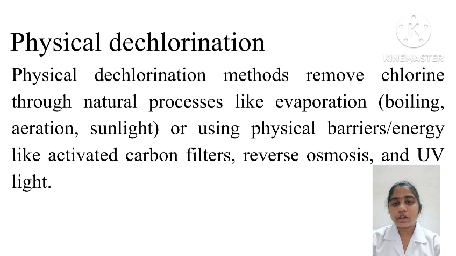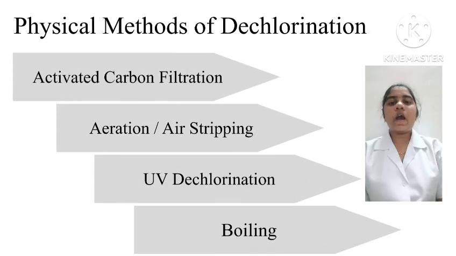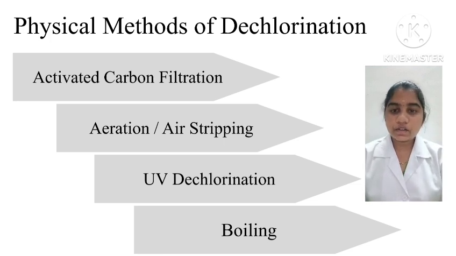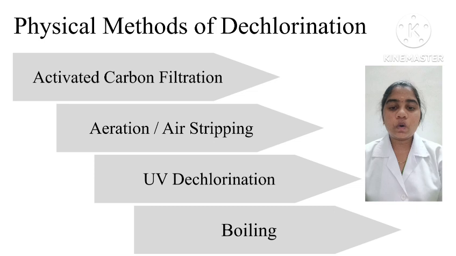Second one is physical methods of dechlorination. Physical methods mean removal of chlorine from water without adding chemicals. The chlorine is removed mainly by physical adsorption and physical mass transfer. Activated carbon dechlorination: activated carbon has a very large internal surface area. When chlorinated water passes through it, the chlorine molecules are adsorbed and also reduced on the carbon surface. So chlorine is converted mainly into chloride ion. This is called catalytic reduction on carbon.